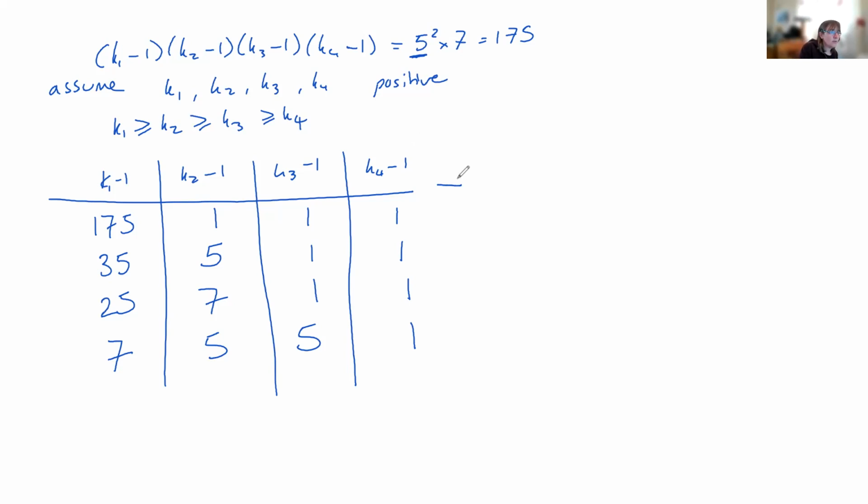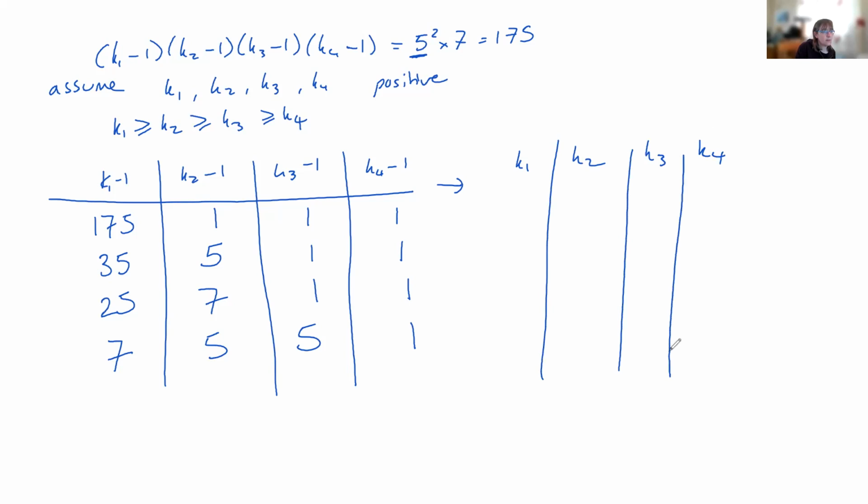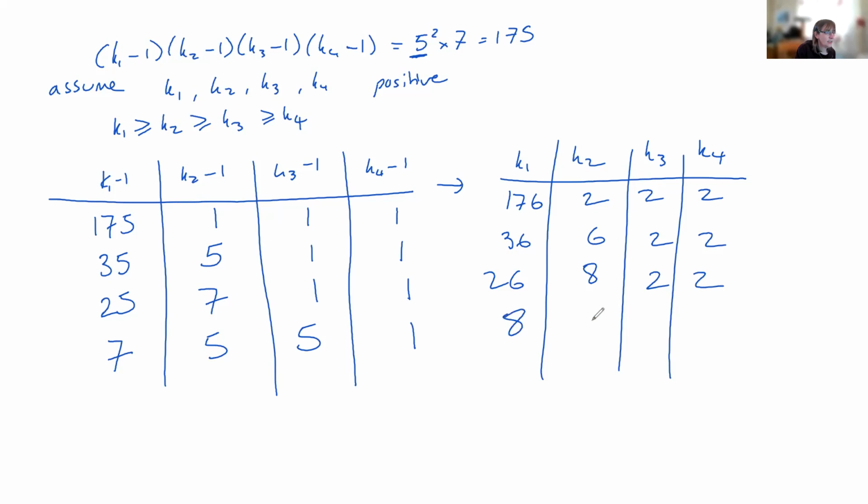Now we can use those to have a look at what K1, K2, K3, and K4 would be. So if we add 1 to each of these, we get 176, 2, 2, 2; 36, 6, 2, 2; 26, 8, 2, 2; 8, 6, 6, 2. And we know that we need the product to be equal to 576.